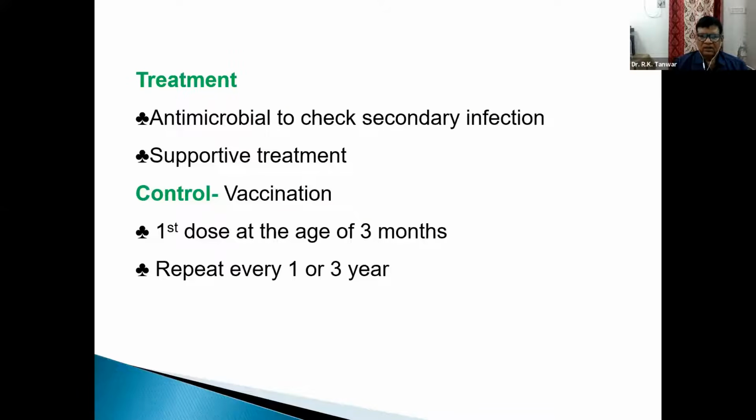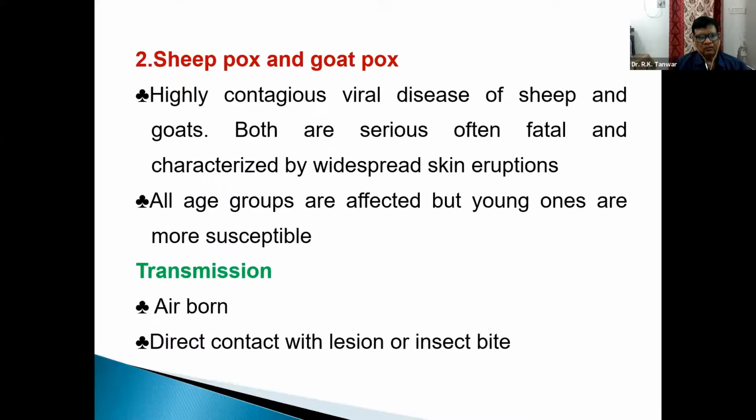Generally, we give antibiotics to check secondary infection, supporting treatment, fluid therapy. If vaccination is carried out, I think this is, among sheep and goats, the first disease where a single dose is required and no booster dose is required, because it is endemic. I don't know what practice should be adopted, whether it is to be given every year or every 3 years. Some say every 3 years, some say every year. But the first dose is given at the age of 3 months.